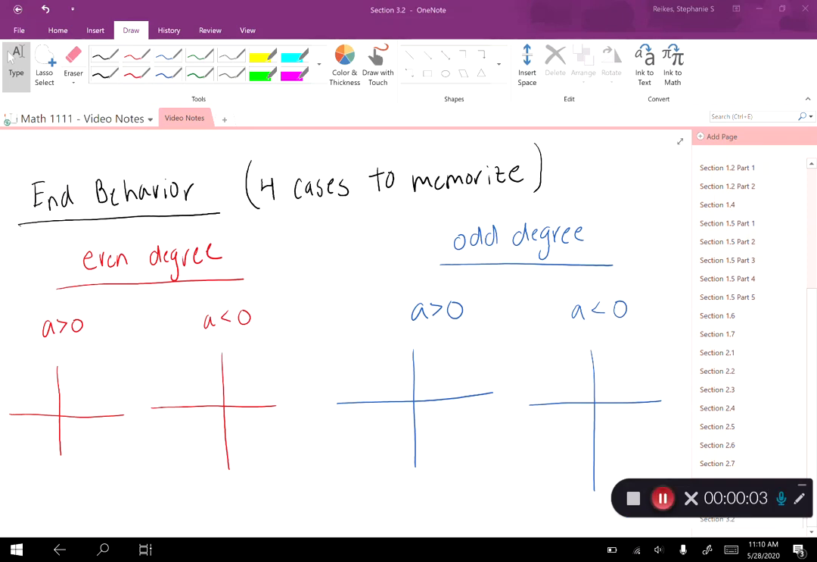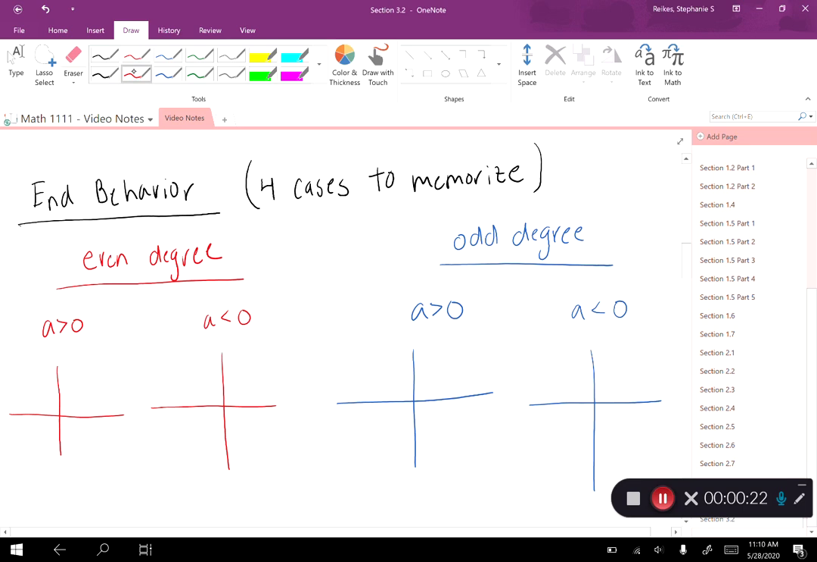Continuing with section 3.2, I want to discuss next the end behavior of a polynomial. There's 4 cases to memorize. The end behavior describes the arrow direction of each type of polynomial.